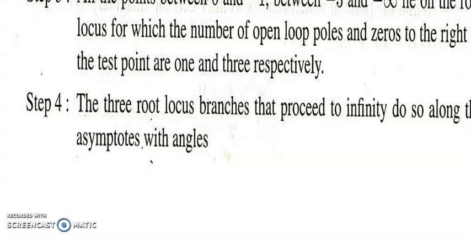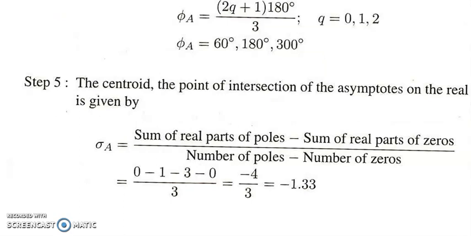All the points between 0 and minus 1 and between minus 3 and minus infinity lie on the root locus, for which the number of open loop poles and zeros to the right of the test point are 1 and 3 respectively. The 3 root locus branches that proceed to infinity do so along asymptotes with angles phi a given by (2q plus 1) into 180 degrees by 3. So phi a is equal to 60 degrees, 180 degrees and 300 degrees.